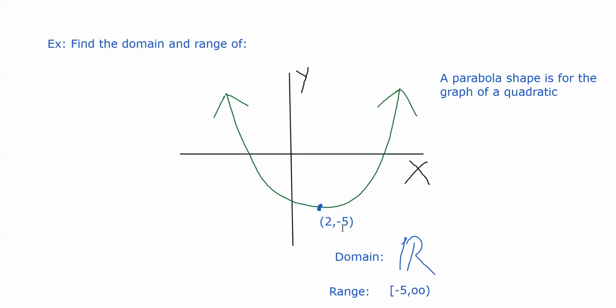Yep, the lowest you can get is the y value. So this 2 here doesn't actually matter. It's nice to know that, but it doesn't tell us anything about the range. But the -5, you're right, that is the lowest y value you can attain. Thank you, guys.